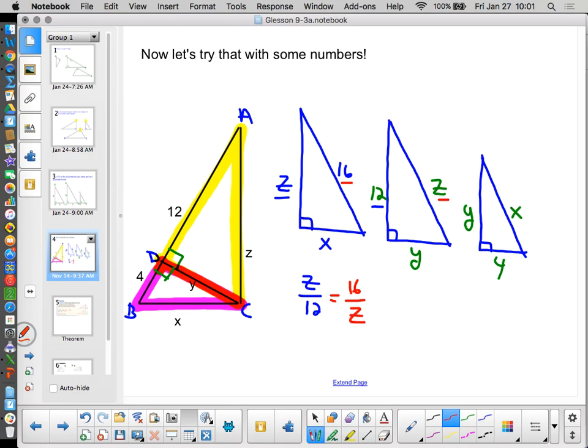Oh, so I can cross multiply that. Z squared equals 16 times 12. 16 times 12, which I should know off the top of my head, but I'm just brain stinking today. So 192. And I can solve that. Take the square root of both sides. Z equals the square root of 192. Now, I do have to simplify the square root of 192.